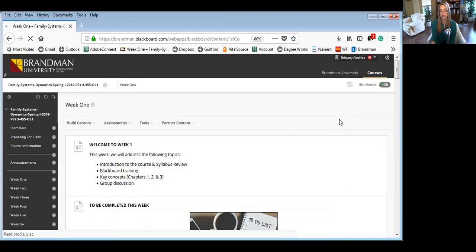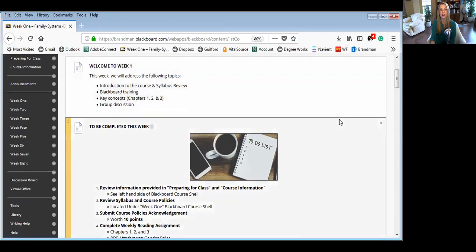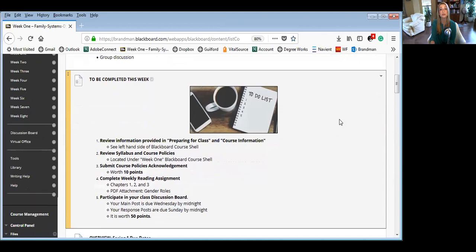And finally, that leads us up to week 1. I'm sure you guys have gotten a chance to hopefully review at least the Blackboard course shell at this point. This week you are focused on introducing yourself to the class and getting an overview. Make sure that you read the syllabus so that you know what the expectations are over the course of the term. Participate in that Blackboard training. Click on that Blackboard link and get some more information about Blackboard if you're unfamiliar with any of those things that I mentioned earlier. We're also going to be reviewing the key concepts from chapters 1, 2, and 3 in your course textbook, and you are responsible for participating in a group discussion this week as well.